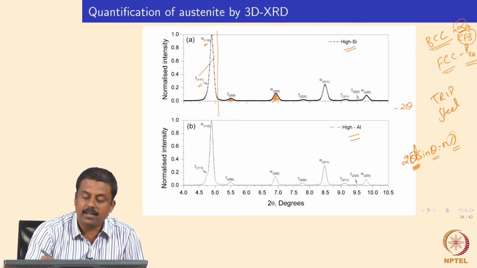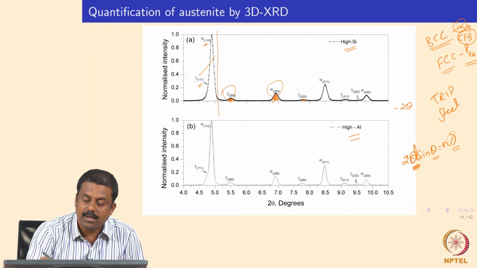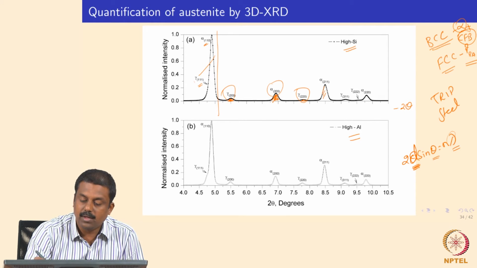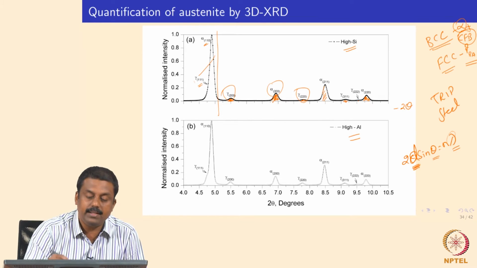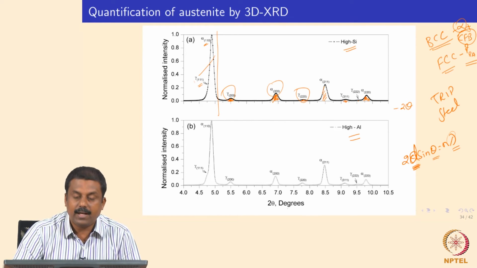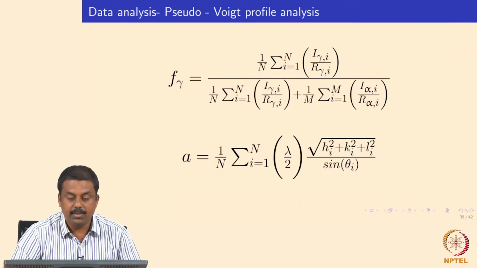So we would use the other peaks that you see over here, for example the austenite 200, ferrite 200, austenite 220, ferrite 211, and then austenite 311, 222, and then 220. So we can measure the intensities of the individual ferrite and austenite peaks. Once you know the individual intensities, we can combine them and calculate a ratio, which is shown over here.